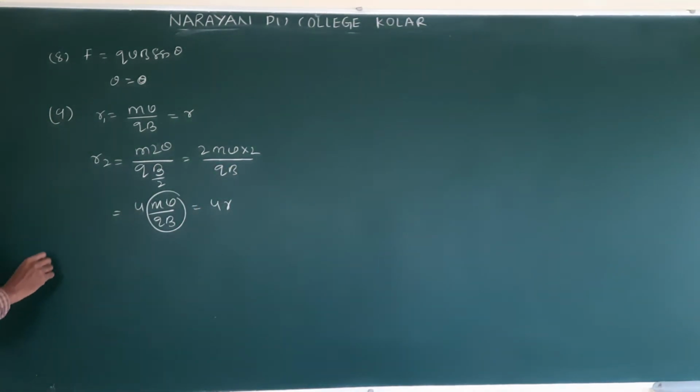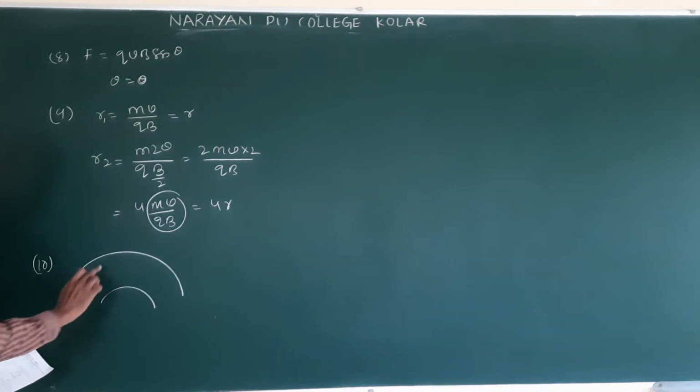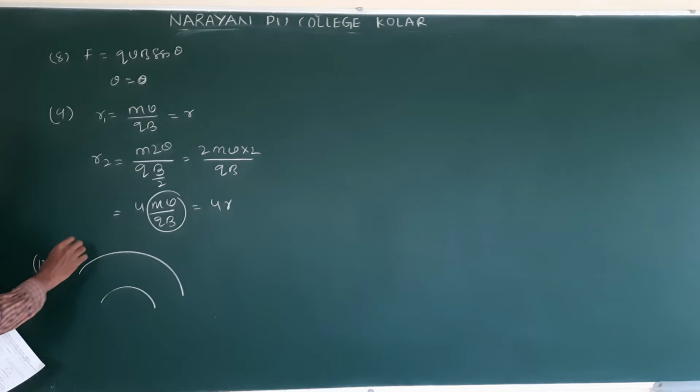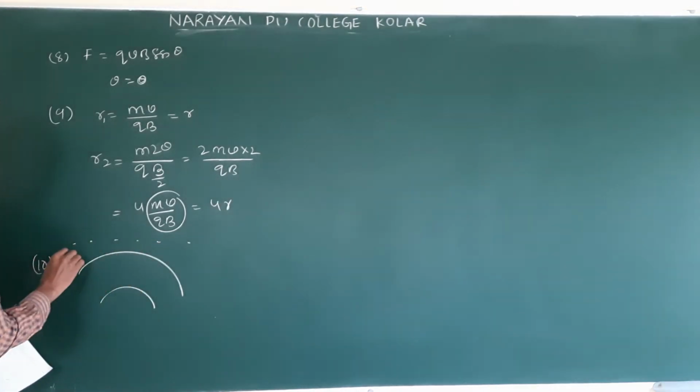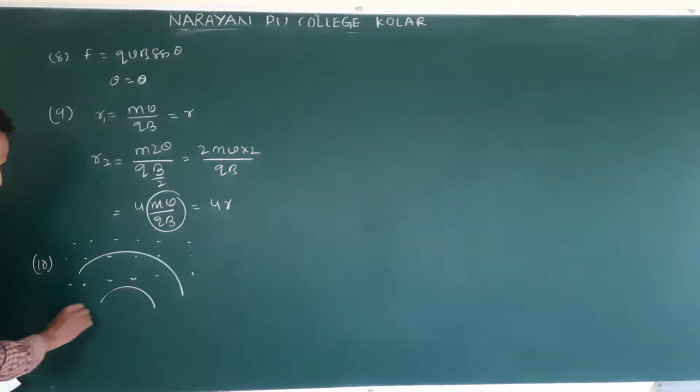Next, 10th. Two particles of masses Ma and Mb respectively, having the same charge, are moving in a plane. A uniform magnetic field exists perpendicular to the plane. The speeds of the particles are Va and Vb respectively, and the trajectories are shown in the figure. Then they give options. The figure is given like this, and this is the trajectory of the particles in a uniform magnetic field.